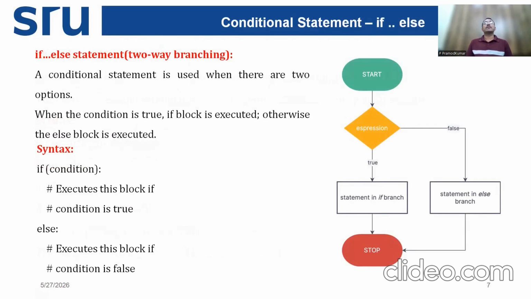Then next is if else. The drawback of the if statement is that it has only a single option, that is the true option. If something goes wrong, if something goes into a false state, the normal or simple if statement doesn't take care of it. But there is an alternative conditional statement whose name is if else. It takes care of the true case as well as the false case. That's the reason why I say it is a two-way branching.